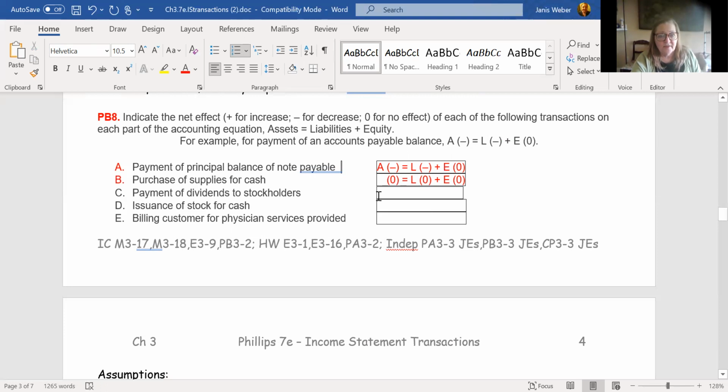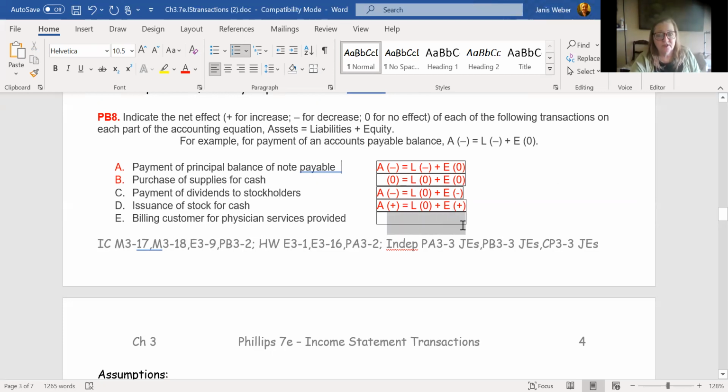No net effect. And then the payment of dividends to stockholders is where equity is decreasing and cash is decreasing. So assets decrease, equity decreases, no change to liabilities. Issued stock for cash, that means assets increased, that cash count. Common stock increased on the equity and no change in liabilities.